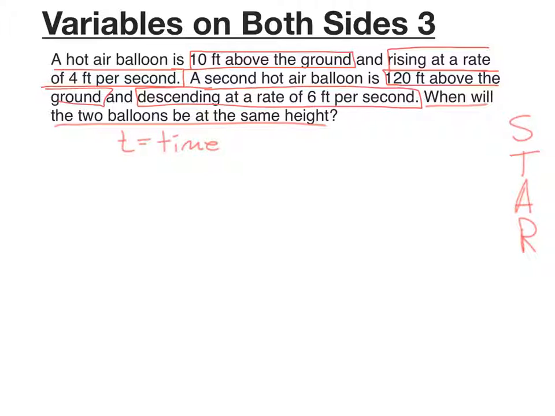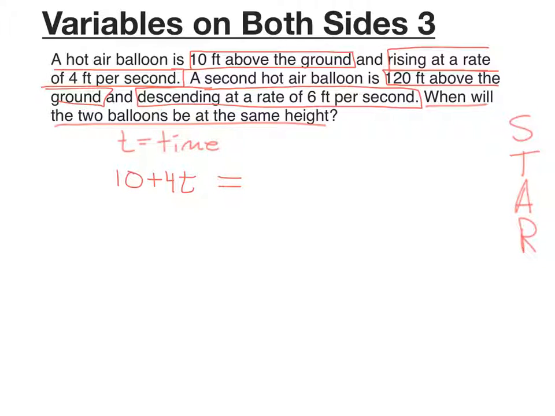Now, we can translate our statement here into a mathematical equation. We know that they're going to be at the same height. So the height of the first balloon is going to be equal to the height of the second balloon. Now we just need to represent the height of the first balloon. I know it starts 10 feet above the ground and it's rising at 4 feet per second. So we can add 4 times the number of seconds, t. t is our measure of time in seconds. 10 plus 4t gives us the height of the first balloon.